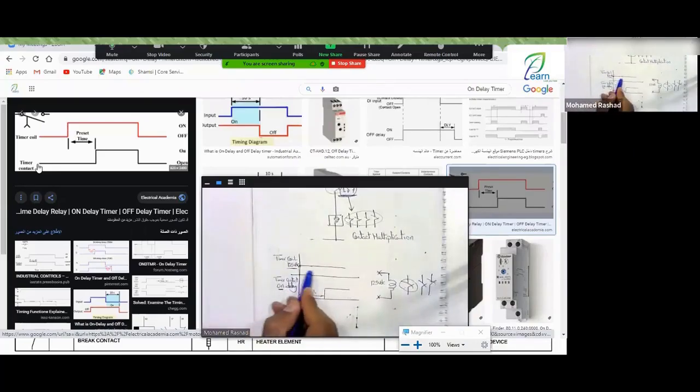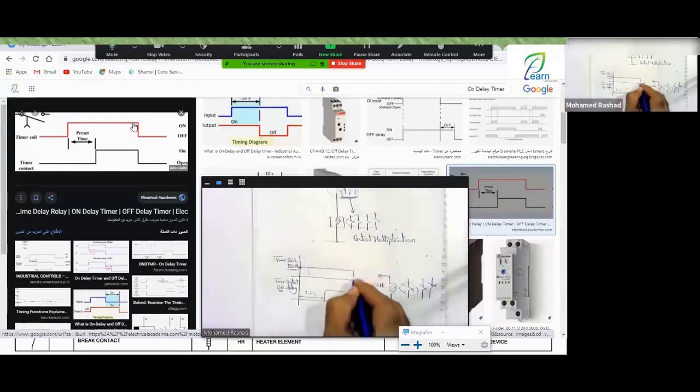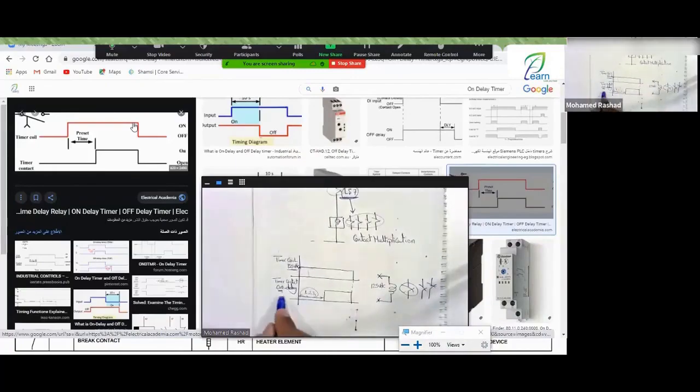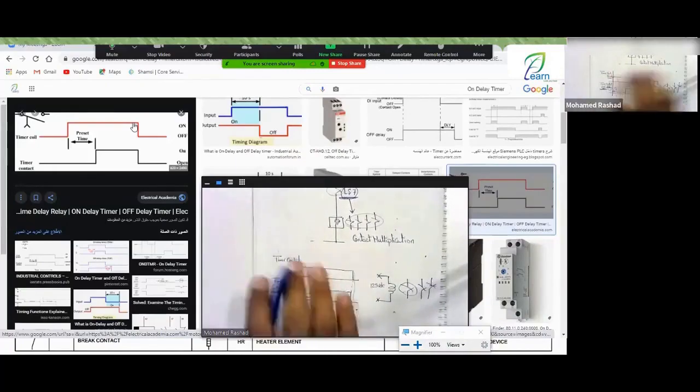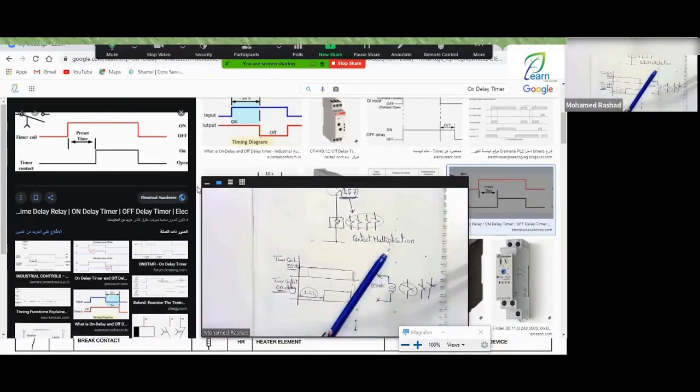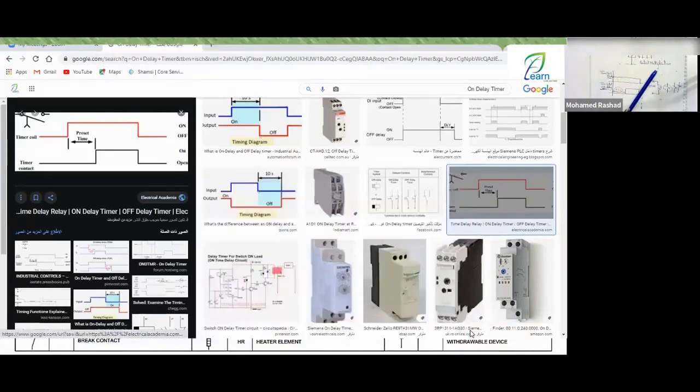So when you applied the supply to the coil, what did it do? It first waited for a period of time and then changed the state of the contact. And when you remove the supply from it at any moment, the contact resets immediately at the same moment. So it only has a delay at the moment of turning on, but at the moment of turning off, it resets instantaneously. All right, so this is the story of the on-delay timer, okay?